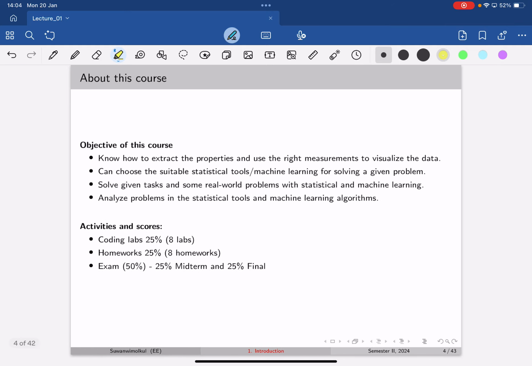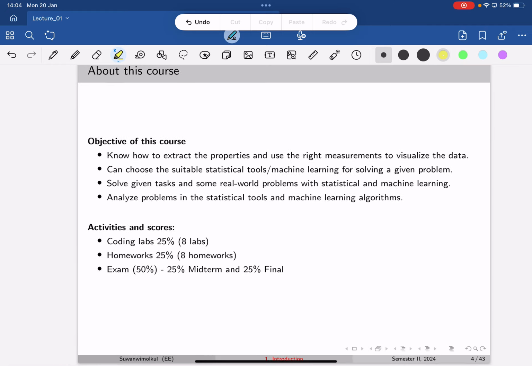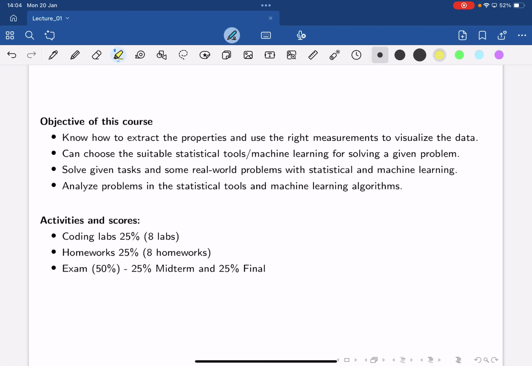Okay. And what's the objective of this course? Mostly, as you can see here, I would like you to know how to extract the properties or use the right measurements to visualize the data. How can you extract the properties of your data? And visualization is one of those things that you have to do.